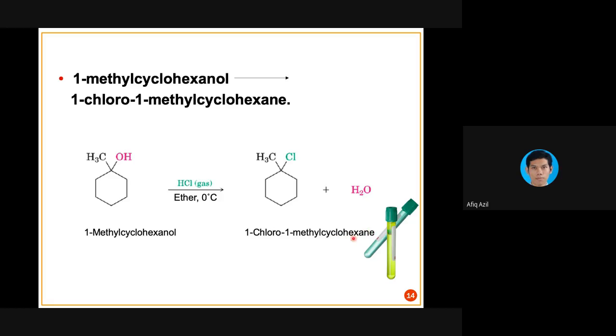Okay, now the name becomes hexane because there's no more OH over here. Okay, so 1-chloro-1-methyl, because this will be at position number 1. Okay, in a cyclic form, anywhere there is a substituent, that will be considered to be the first carbon.